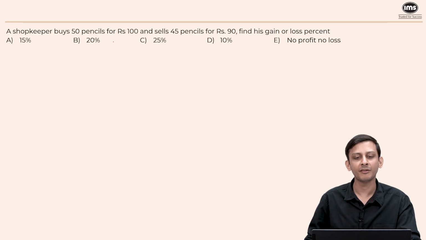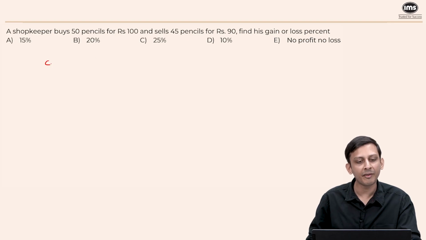A shopkeeper buys 50 pencils for rupees 100 and sells 45 pencils for rupees 90. Find his gain or loss percent. So here we cannot compare unequal quantities. We need to compare the cost price of X number of pencils and the selling price of X number of pencils. The quantities have to be the same. So to make it simple, we can just come down to the quantity of 1. We can find the cost price of 1 pencil and the selling price also of 1 pencil. Same quantity, then we can compare and we can find the profit or loss percent.